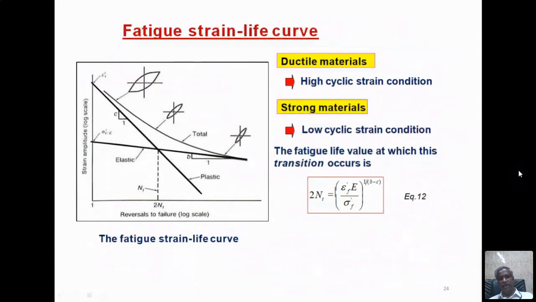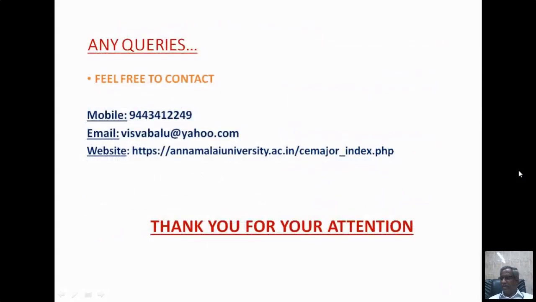These two curves will intersect, and that point is known as the critical point. You get the ductile materials under high cycle strain conditions, and the strong materials under low cycle strain conditions, and fatigue life values at this transition will occur. Using this formula, you can find out the life of the component. And this is about fatigue behavior.